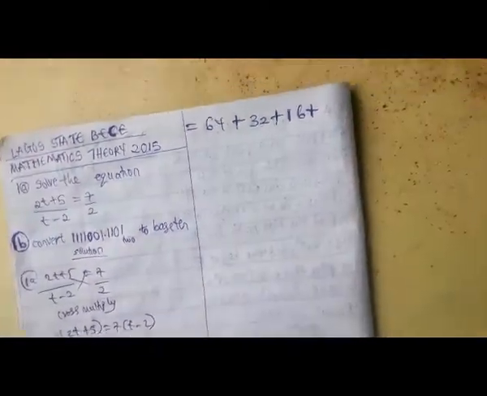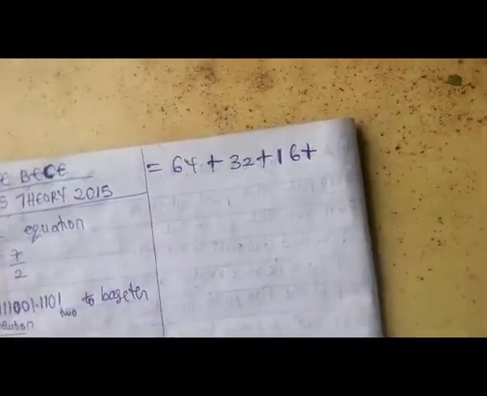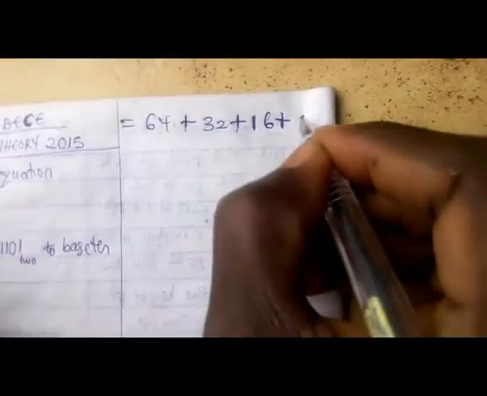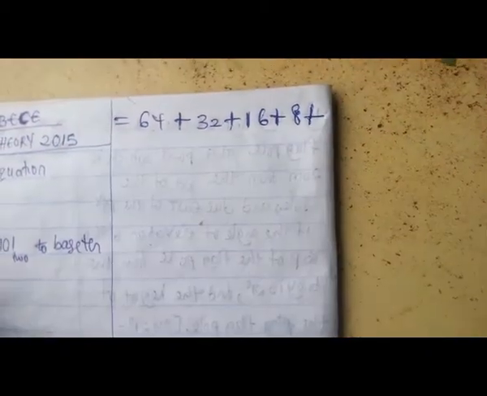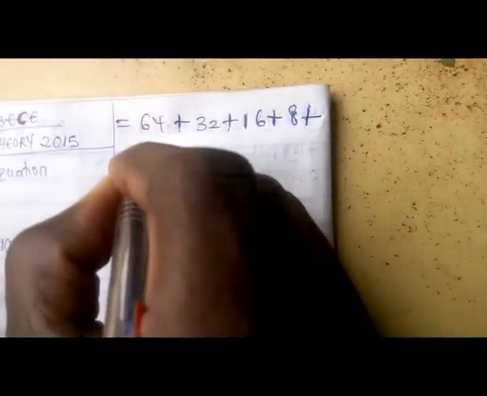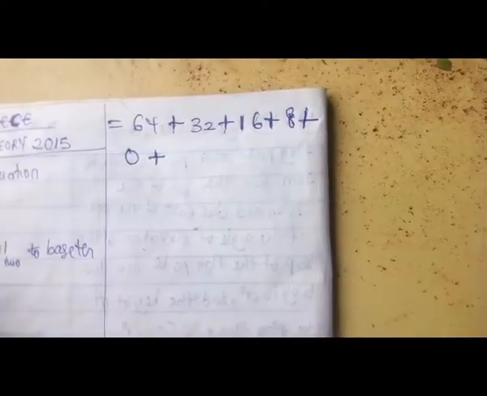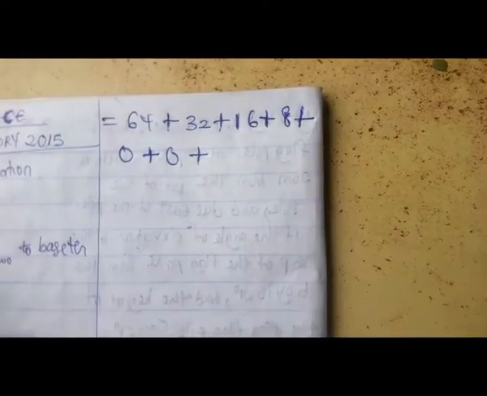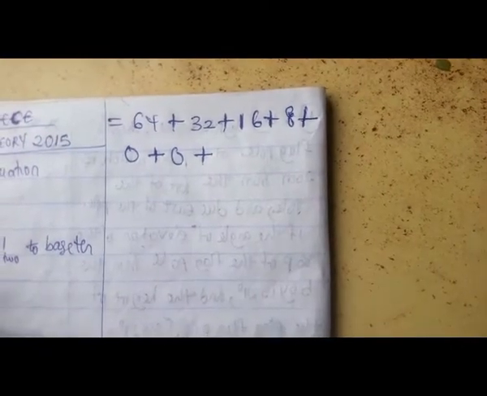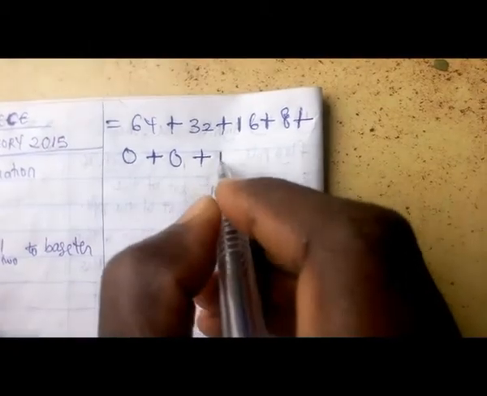Plus 2 raised to power 3 is 8, and 8 times 1 is 8. Plus 2 raised to power 2 is 4, and 0 times 4 is 0. Plus 2 raised to power 1 is 2, and 2 times 0 is 0. Plus 2 raised to power 0 is 1, and 1 times 1 is 1.